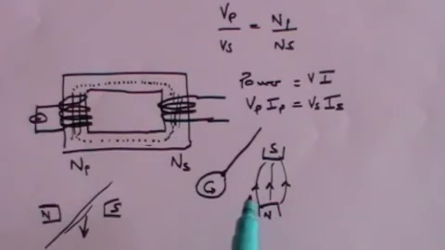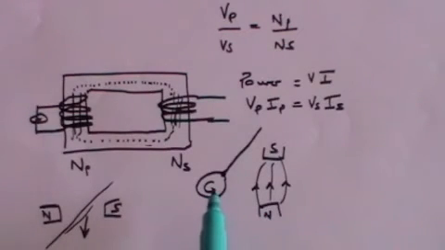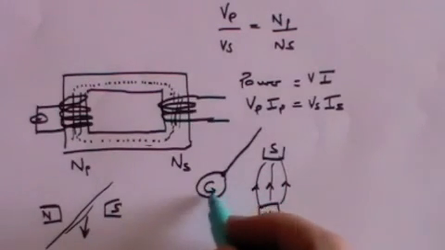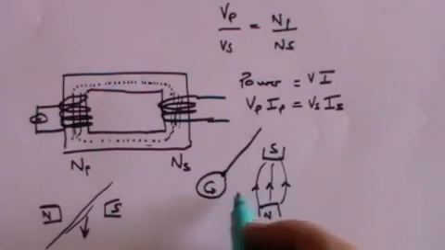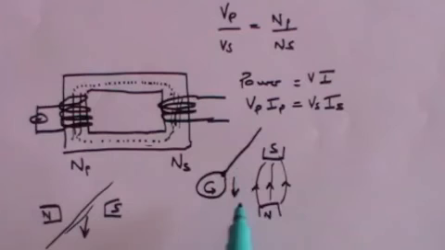And how do we know which direction that eddy current flows? Well, Lenz's law tells us. It flows in a direction such as to oppose the magnetic field that creates it. So if the magnetic field is moving from north to south upwards, then the current will flow in the disc in such a way as to create a magnetic field downwards to oppose this one here.